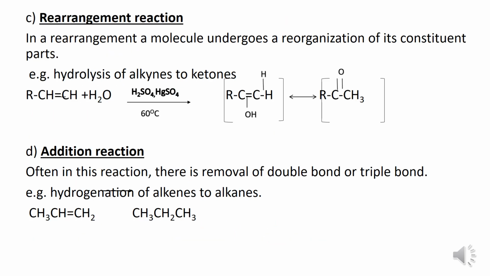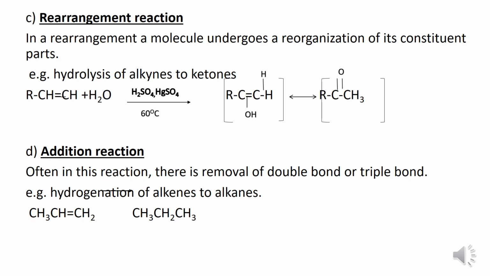The other reaction is rearrangement reaction. In rearrangement, a molecule undergoes reorganization of its constituent parts. For example, we have hydrolysis of alkynes to ketones. The alkyne reacts with water in the presence of sulfuric acid and mercury sulfate at 60 Celsius, which gives an enol, and that enol rearranges into a ketone group, as you see in that reaction.